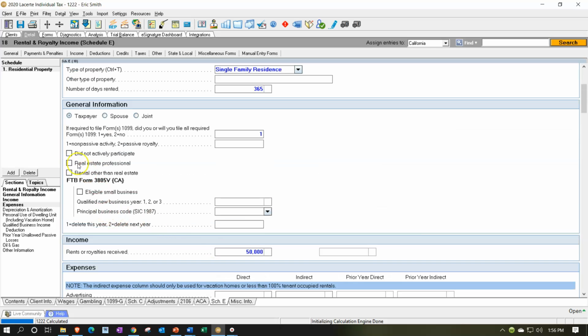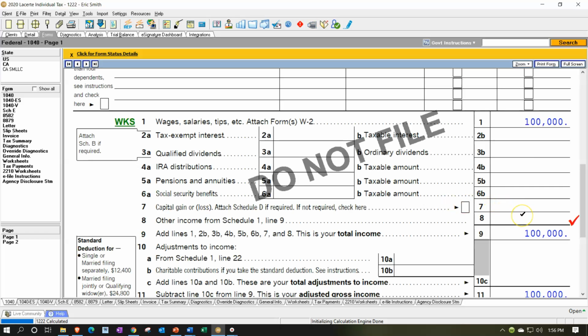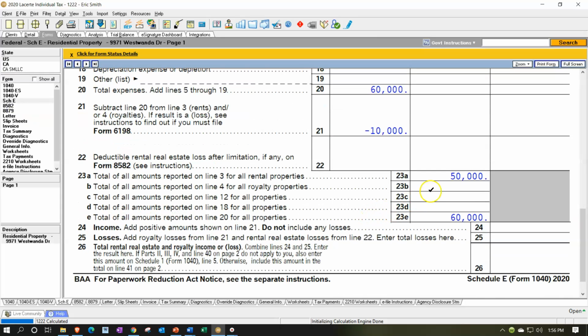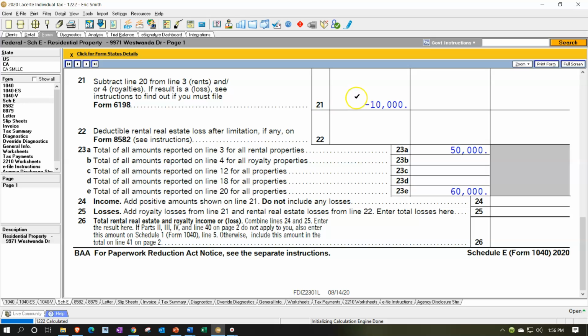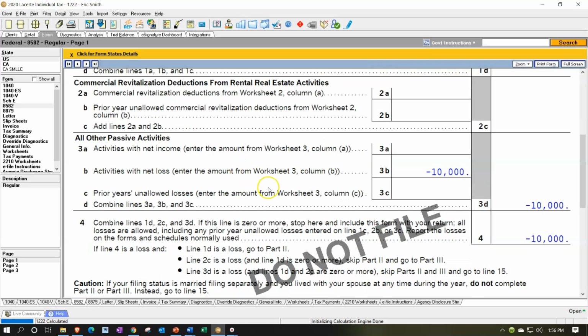If we were to say we were not actively participating, possibly we have a management company and we're not doing anything, or we don't fulfill the requirements to actively participate, then we're not going to get any of that loss here. It's been eliminated due to the passive activity rules. So on the Schedule E, then we see it's not carrying down here. We see the loss up top, but then it's being limited, and it's being limited by the passive activity form, and that's going to be Form 8582. So you can take a look at the instructions for Form 8582 for more items there. So activities with net losses carrying through the $10,000.